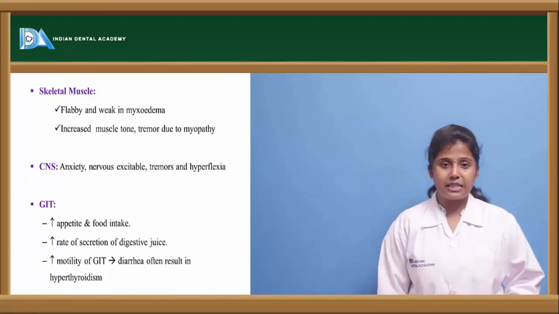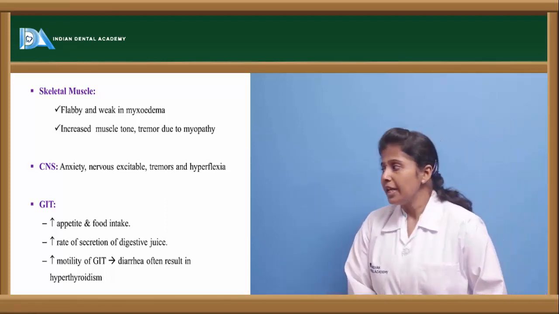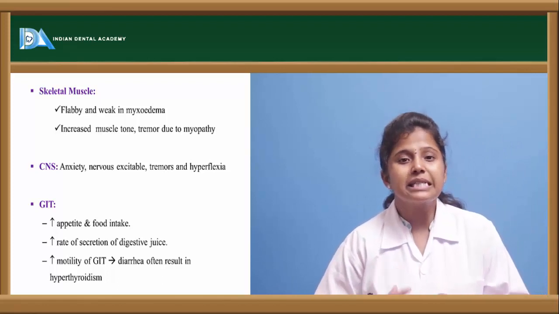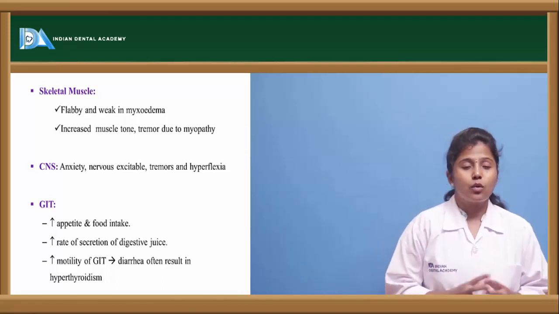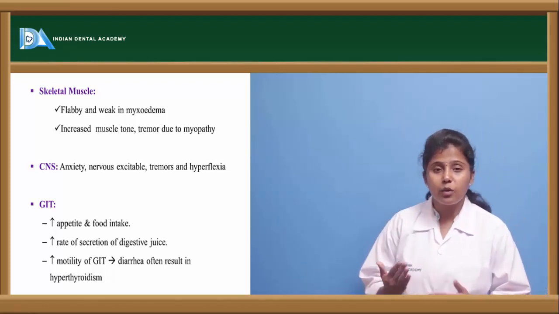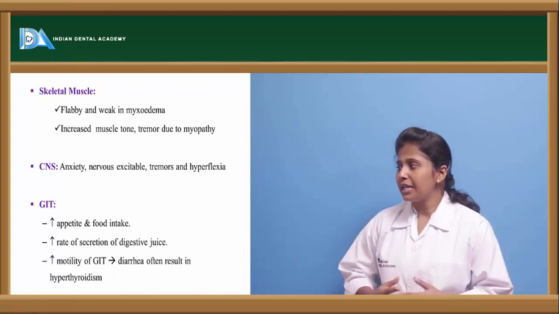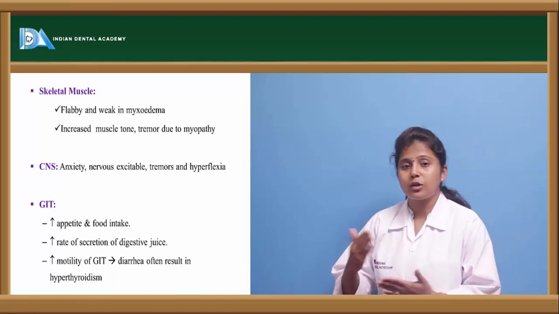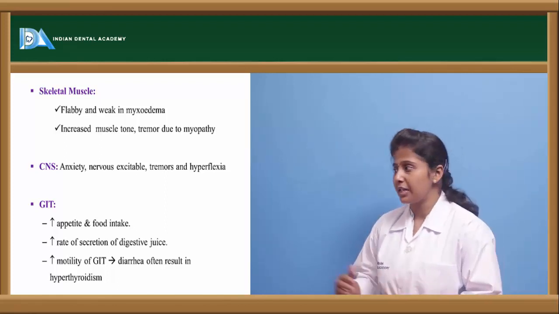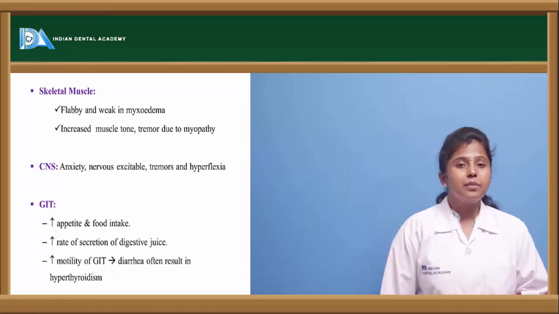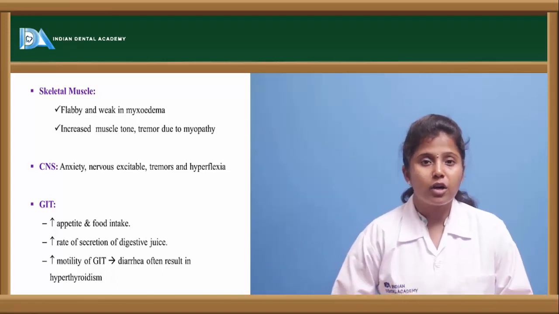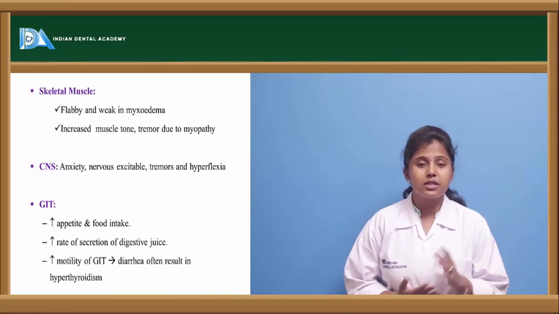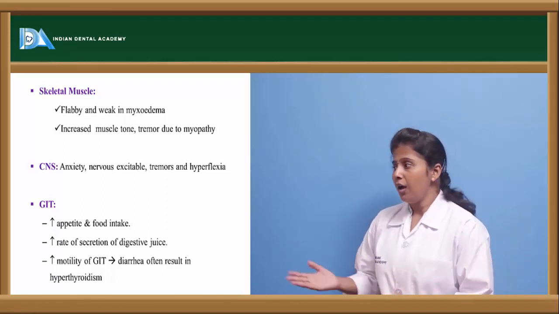On skeletal muscle, it makes the skeletal muscle weak. When these thyroid hormones act on skeletal muscles, they cause weakness in the skeletal muscle, as well as increase the tone of the skeletal muscle. So the contraction and relaxation movements of the skeletal muscle will be increased, thereby leading to a condition called tremor to myopathy. First tremors or seizures occur, and thereby it leads to a condition called myopathy.